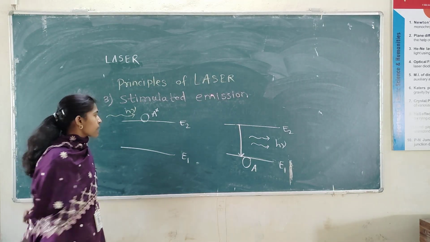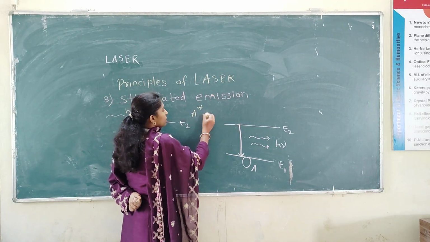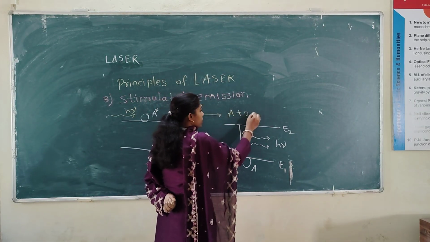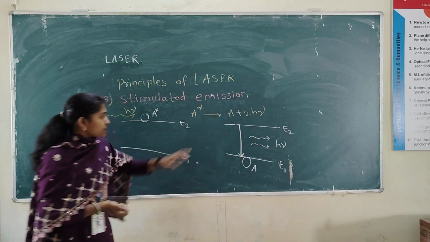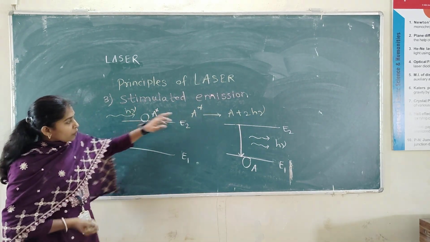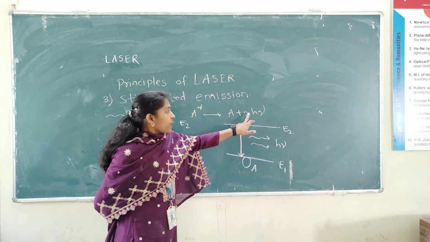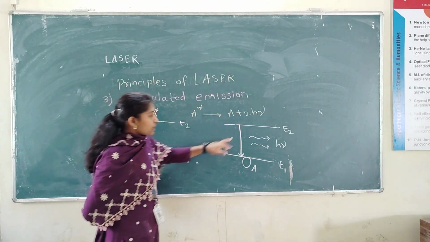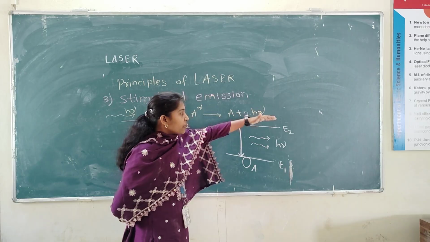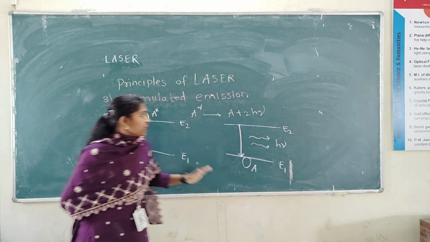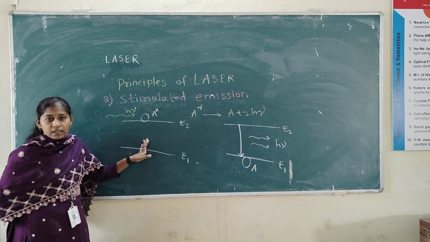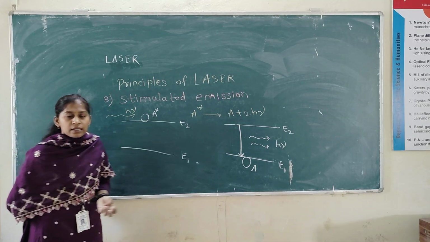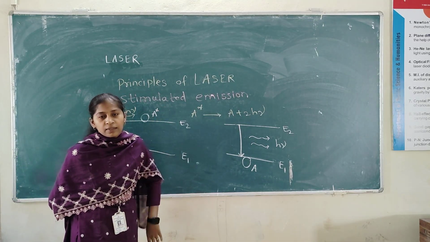Mathematically we can represent it as A star plus h mu gives A plus twice h mu. A star is the atom in the excited state, and A is the atom in the ground state. Twice h mu means there is the initial high energy photon and the second photon from the transition from the excited state to the lower state. These are the principles of laser. Today we discussed the properties of laser and the three principles of laser. Thank you.